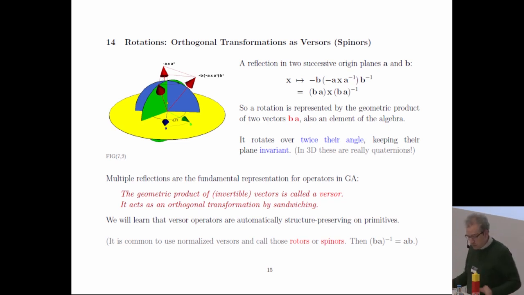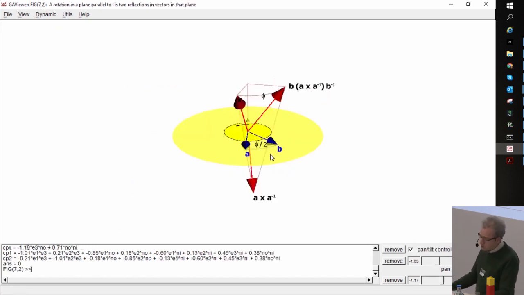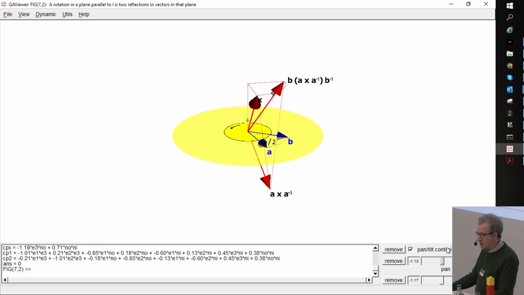And we have the feeling that it rotates over twice the angle. Well, maybe we should show that as well for the people who weren't here this morning. I show it in two ways. This is sort of more easily visualized if you do the reflection in a line, and because the signs cancel, that doesn't matter that much anyway.